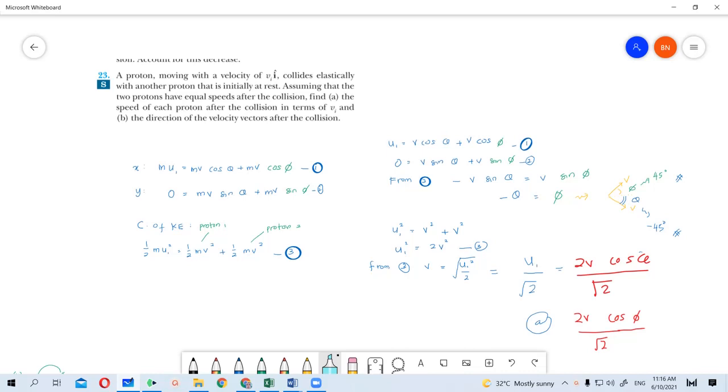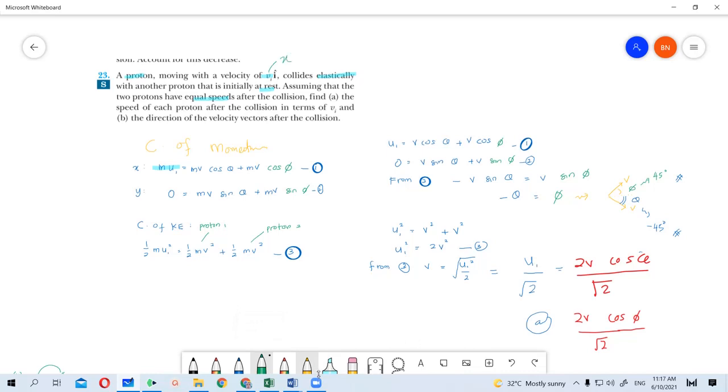So the situation is still about having a proton. It has initial velocity vi, and then happens to collide elastically with another proton that is at rest. Now, assuming that they have the same value of v after the collision, find the speed of each proton, v final of each one, and the direction of the velocity vectors after the collision. Now, in the first scenario, conservation of momentum for the x component, notice that we have m times u. Okay, this is the u, because I had represented the initial direction in the x direction.